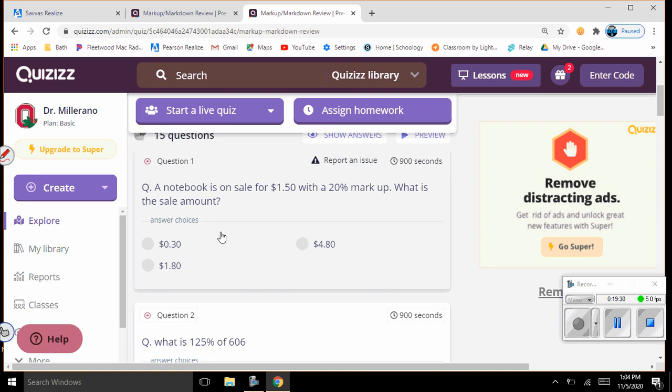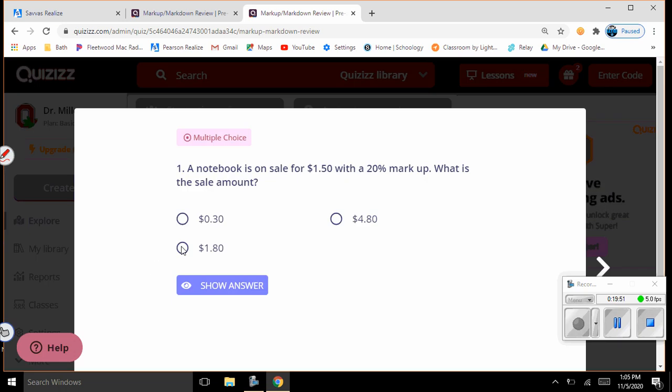Notebook on sale for $1.50, 20% markup. What's the sale amount? Well, obviously the sale amount cannot be 30 cents because it's a markup. It's got to be bigger than $1.50. And it obviously isn't going to go clear up to $4.80. That's over tripling it. So my answer there would be $1.80 in that particular situation, okay?